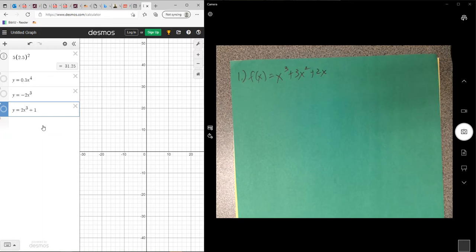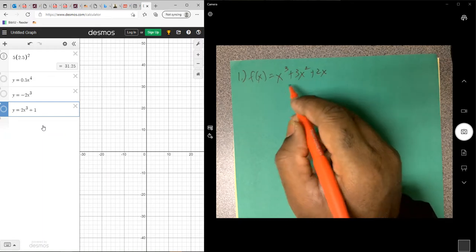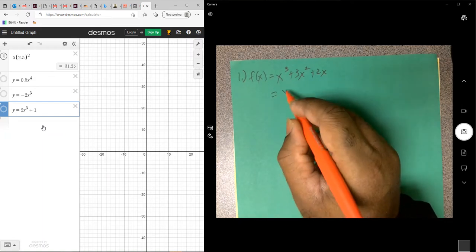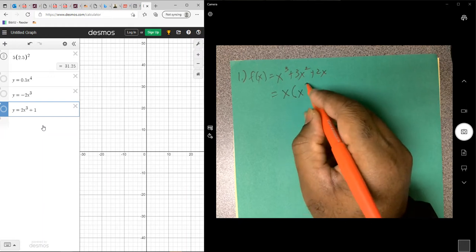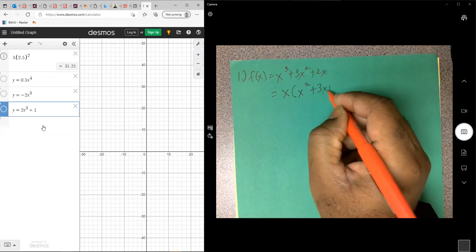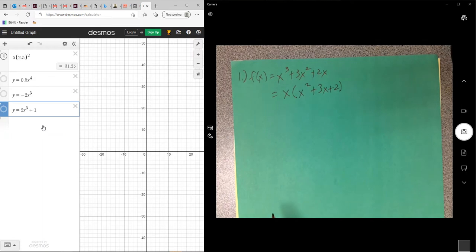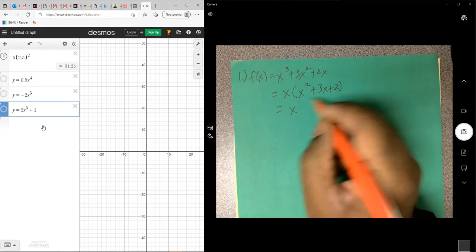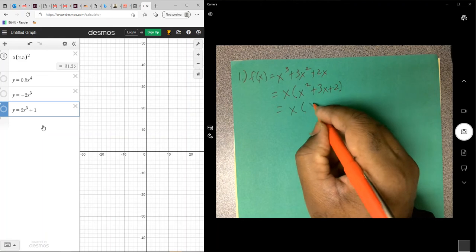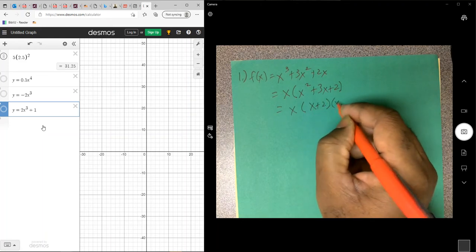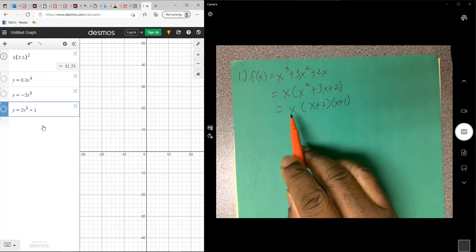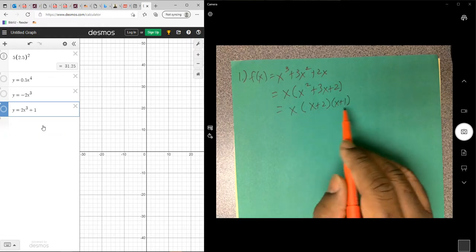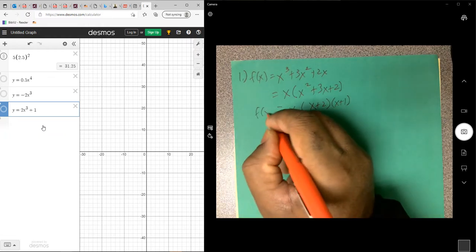Okay, now we want to first factor this. The first thing we could do is take out the greatest common factor, which is x, and that will leave us x squared plus 3x plus 2. Now, we went over all of the factoring properties before, so we know this factors out to be x plus 2 and also x plus 1. So we have x times x plus 2 and x plus 1.